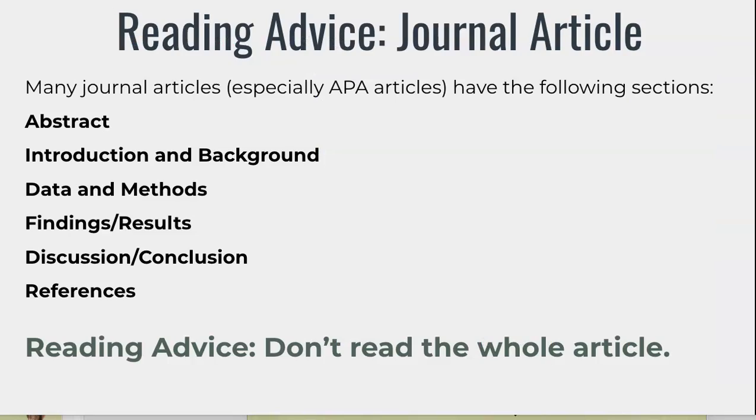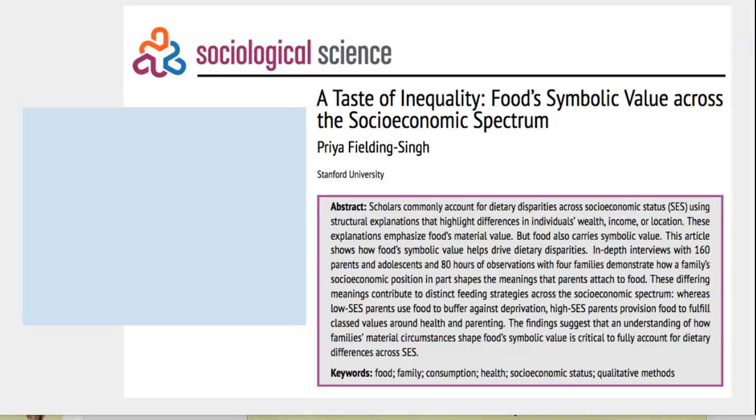I want to give a little bit of advice for how to read journal articles when you do find them. Many journal articles, especially articles written in APA style, APA stands for American Psychological Association, have the following section headings or something similar to them. Usually you'll see an abstract, introduction and background, data and methods, findings, results, discussion, conclusion, and references. So my advice to you is don't read the whole article. Be very strategic about what you read, because there are sections in there that are not useful for your purposes as a student writing a research essay.